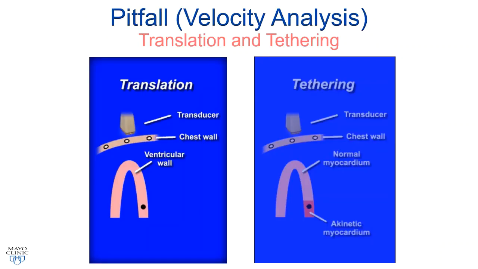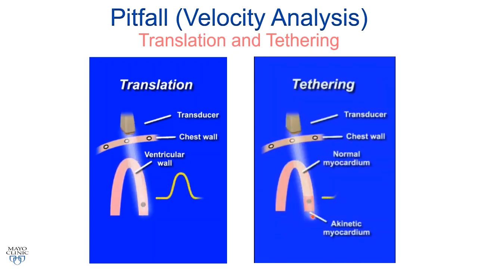Now, there are pitfalls to velocity analysis, issues of translational motion and tethering. So with translational motion, if you have a sample volume placed in that basal segment, but the whole heart moves within the chest wall, there will be velocity associated with that motion, but it may not represent true compression or contraction.